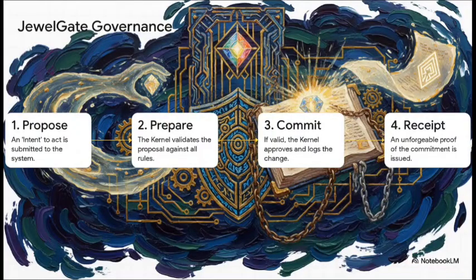So, if you want to ask the jewel to change something, you can't just ask. You have to go through this really meticulous four-step process called the jewel gate. First, you propose an intent. Then, the kernel prepares it, validating it against all the rules. Third, if it checks out, the kernel commits the change to its permanent record. And finally, it issues a cryptographic receipt, basically an unforgeable proof that the change was officially approved.